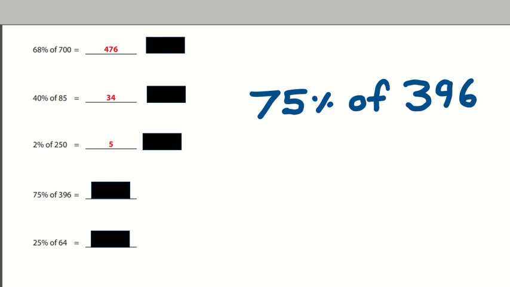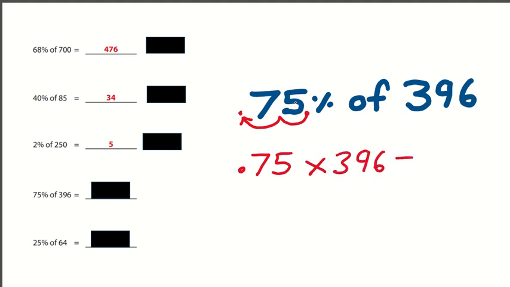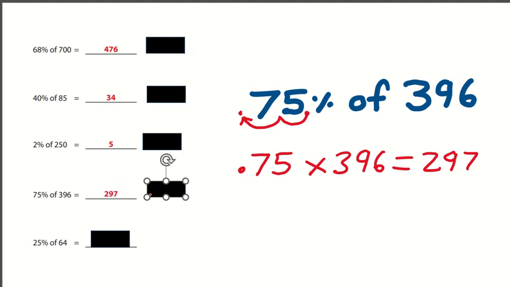Now, I'm going to once again divide 75 by 100, which simply means that I'm moving the decimal 2 places to the left. And now I have 75 hundredths times 396. If I do that on my handy-dandy calculator, 0.75 times 396, I'm going to come up with 297. And would you looky there? Boom! It is in fact correct. I should put a box over that.